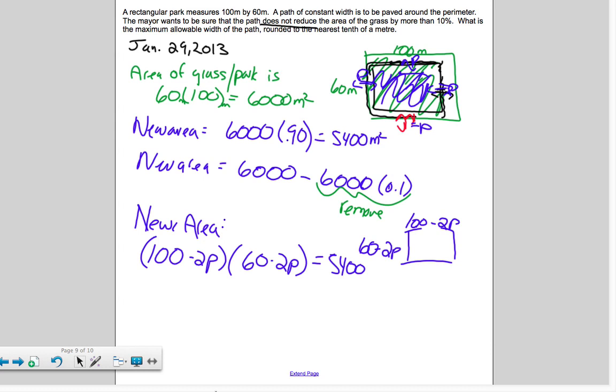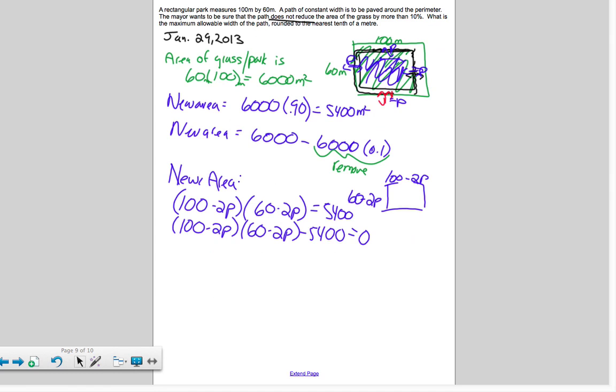Yes, thank you. In order to solve a quadratic equation, if we can have one side equal 0, then if we could factor the other side, any of those factors equaling 0 gives us a solution for p in this case, right? So the key is that we need to get 0 on the other side. I could do this as my first step: 100 minus 2p, 60 minus 2p, minus 5,400 is equal to 0. But is this in factored form?